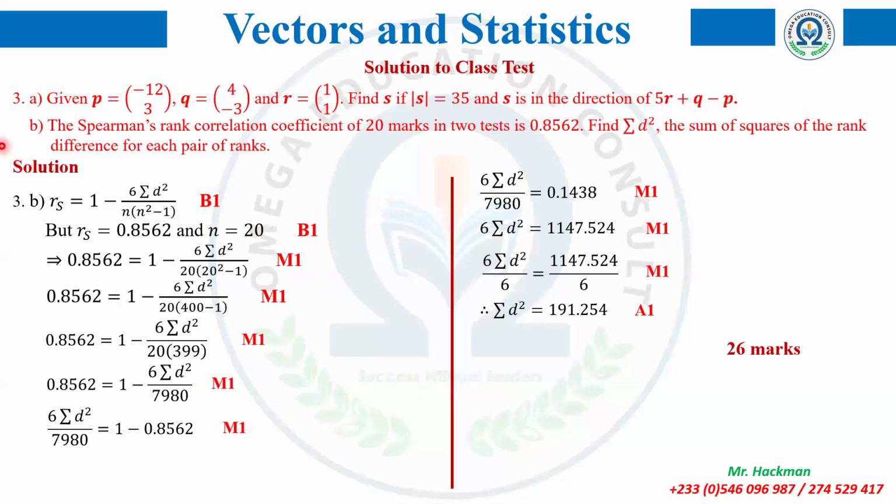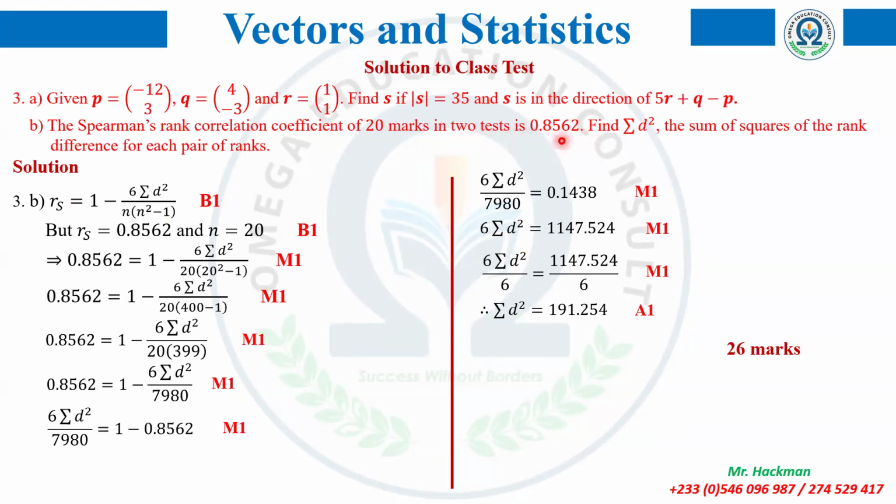And B, take note. The B here is the recent WASSCE for Ghana, the 2024 one. One of the questions, I picked it from there. So an interesting question for that matter. It didn't come in the usual form that you see for rank correlation coefficient, Spearman's, to be specific. So let's read the question. The Spearman's rank correlation coefficient of 20 marks in 2 tests is this.